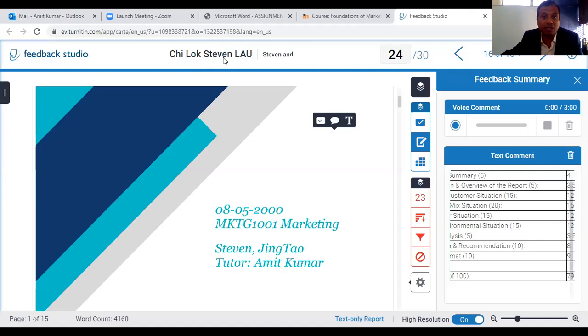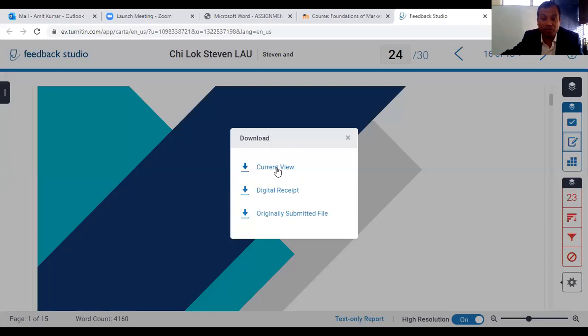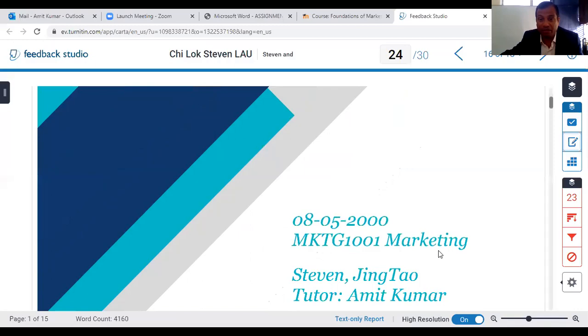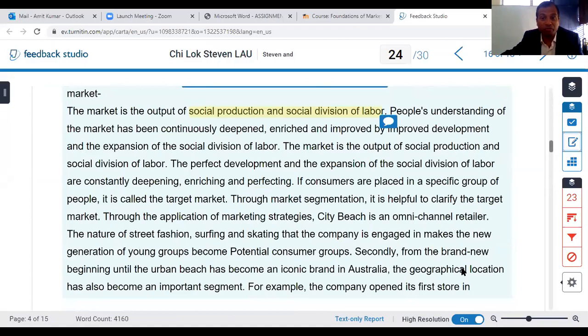In this case, that's Steven. But the 24 marks I have also separately assigned to Jing Chao because he's also a member of this group. But Jing Chao is not able to see this document, so it's the moral responsibility of Steven to download this file from here. Yes, this is the download here, download the current view, because I have given lots of comments. So you just download it and share. Everywhere you have the feedback, so share this with your friends and the other group members.